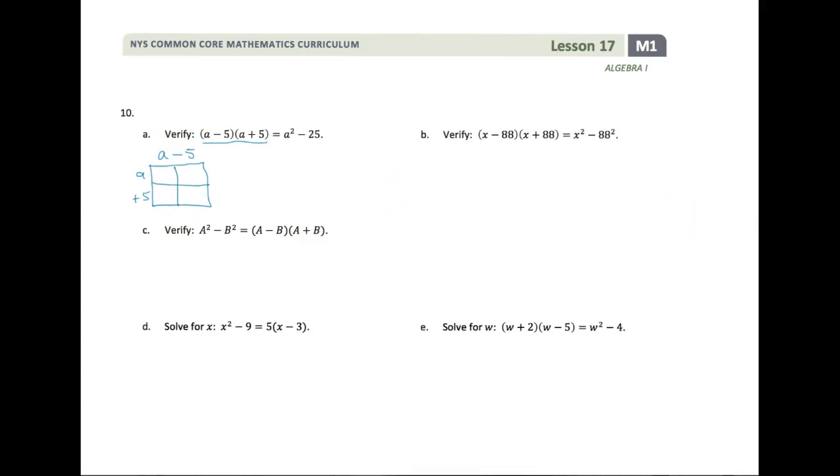So we have a times a, a squared, a times negative 5, negative 5a, times positive 5, 5a, 5 times negative 5, negative 25. This diagonal cancels each other out. That's a zero pair. Don't want to lose my negative, and we get a squared minus 25. And that does equal a squared minus 25. Interesting. One minus, one plus, and we got a match.